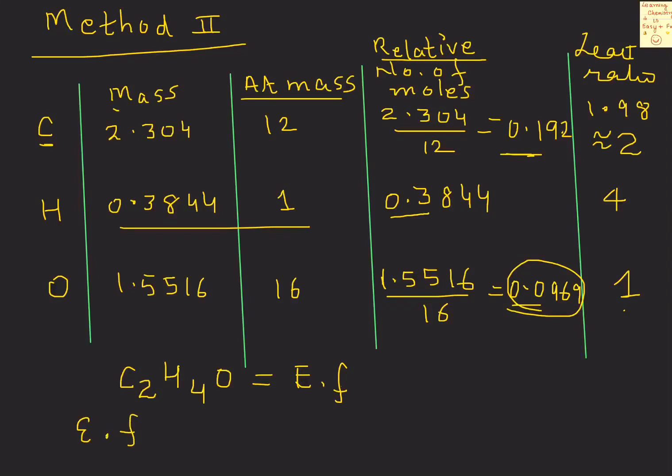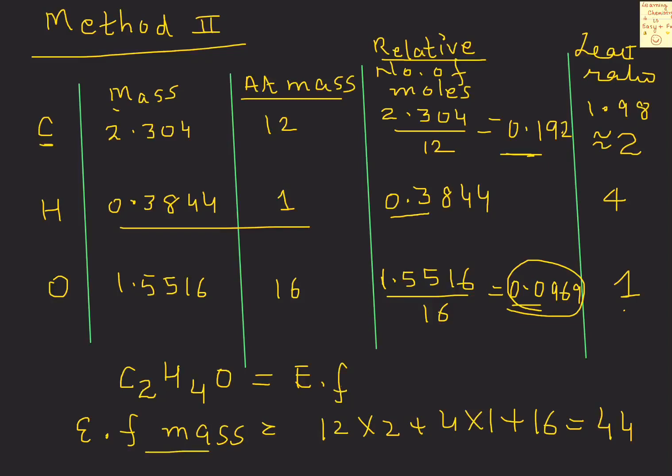Empirical formula mass would be 12 into 2 plus 4 into 1 plus 16. How much do you get? Calculate and then give me the molecular formula of the compound.